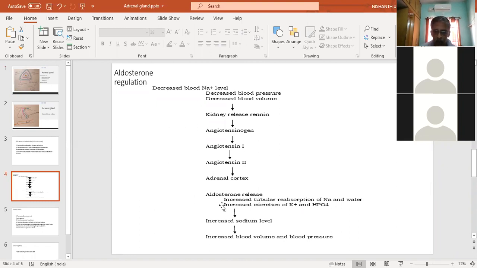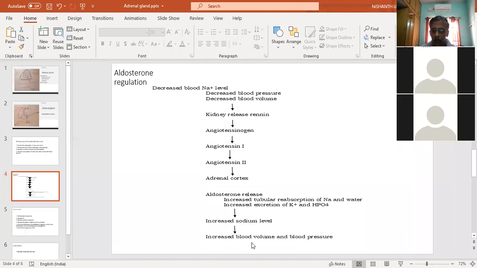So what will aldosterone do? It will increase the tubular reabsorption of sodium and water. So it promotes the reabsorption of sodium and water, and by increasing that, it also promotes the excretion of potassium as well as phosphate. Once the reabsorption of sodium and water takes place, automatically the sodium level in the body will increase. Along with the sodium, water also will get reabsorbed. So here sodium is getting reabsorbed, water is also getting reabsorbed.